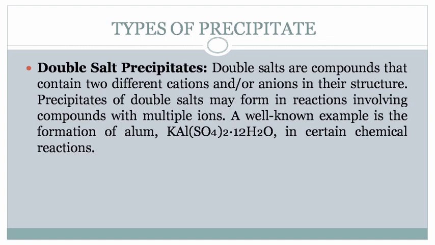Seventh, double salt precipitates. Double salts are compounds that contain two different cations and/or anions in their structure. Precipitates of double salts may form in reactions involving compounds with multiple ions. A well-known example is the formation of alum, KAl(SO4)2·12H2O, in certain chemical reactions.